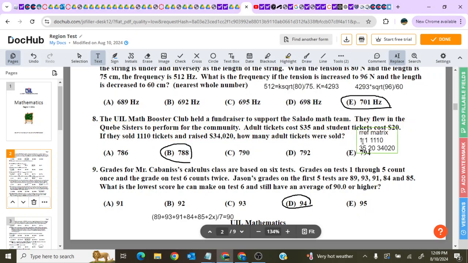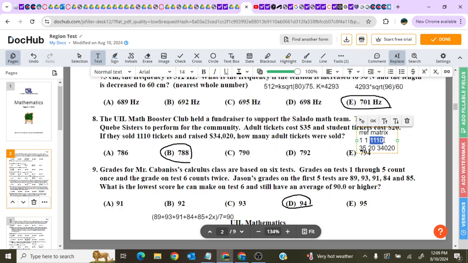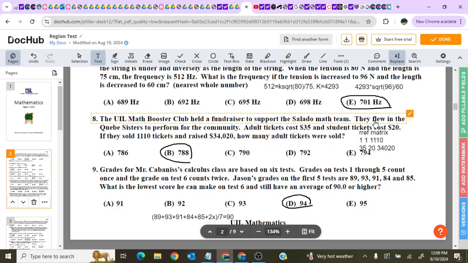Well, the number of student tickets plus the number of adult tickets is equal to 1,110 tickets. And then the cost multiplied by how many student and adult tickets adds up to 34,020. So this is just a system of equations, the same method as problem 1. Put it into a matrix, then go to math, scroll up, RREF, matrix, put in your matrix, and you'll get 788 adult tickets sold.